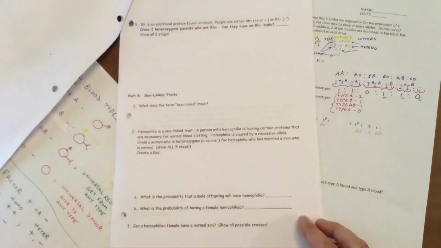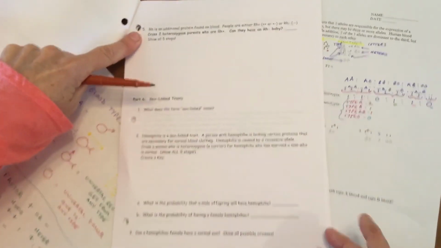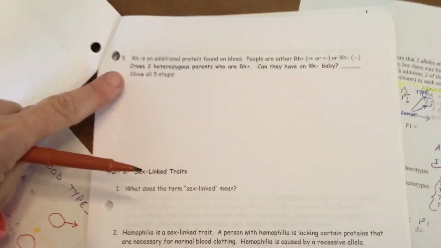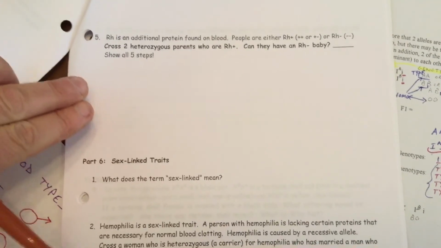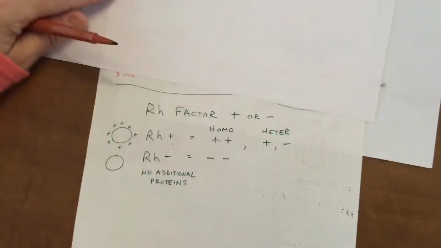You guys are going to continue on to page 7. Page 7 is going to show you guys an RH factor. So I want to go back and kind of review that. RH factor is another protein that you would find on your blood. So besides being blood type, you also have an RH factor on that blood. An RH factor is just like a regular monohybrid cross.